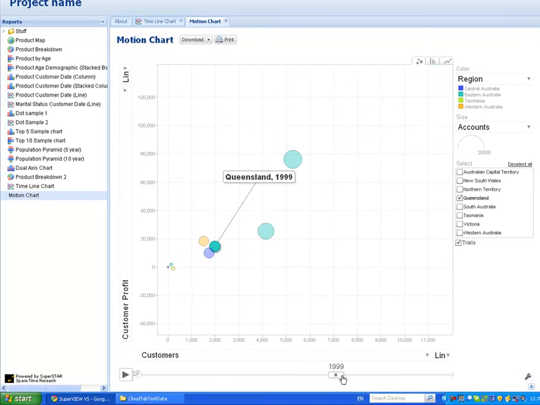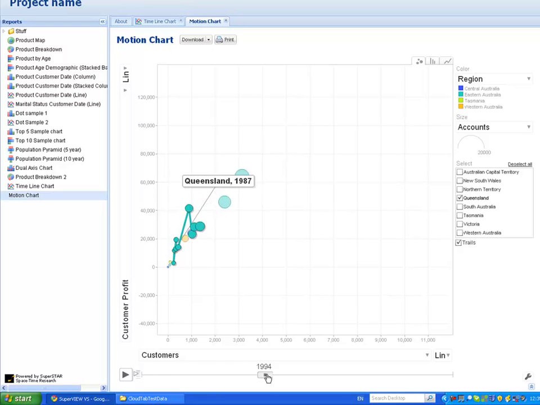Do you want to show the tracks? Yes, the trails are good. So you notice I've got Queensland selected here. Oh, and these like little being able to move things around. It's all very sexy, exciting.